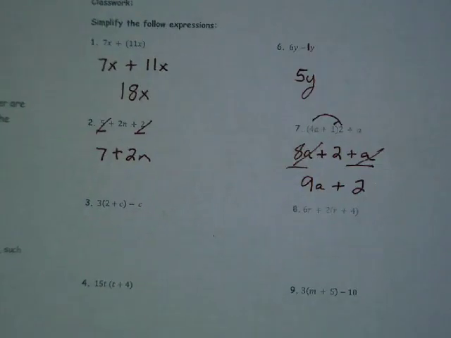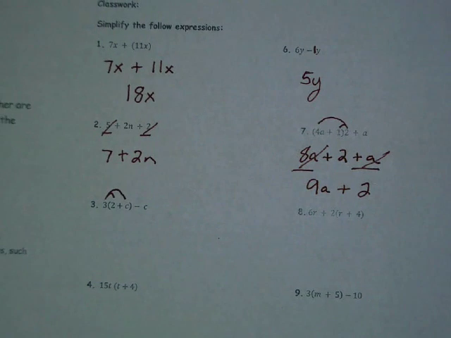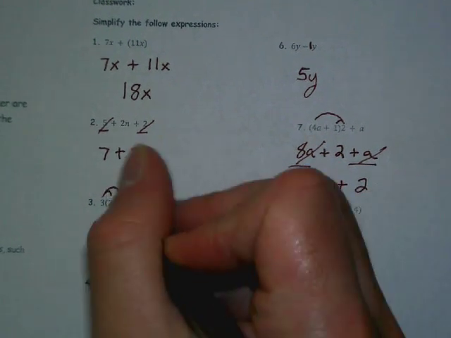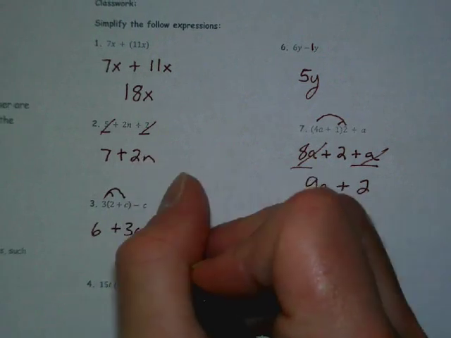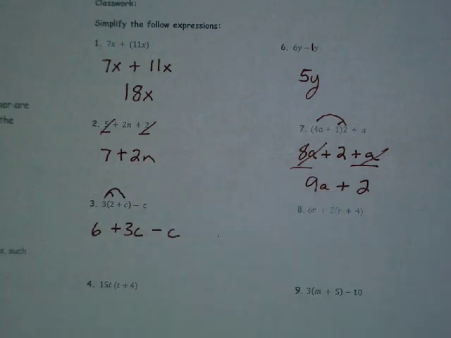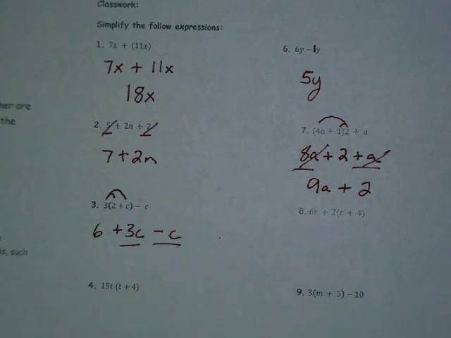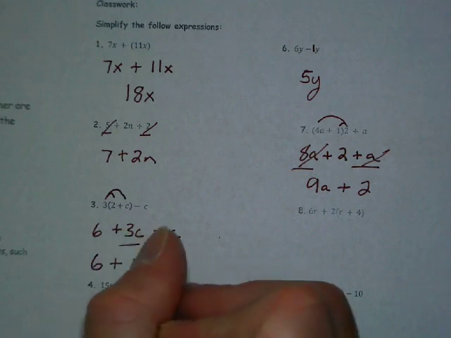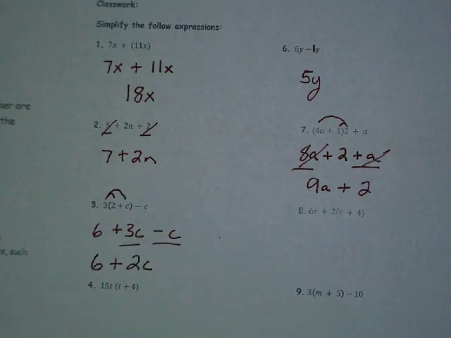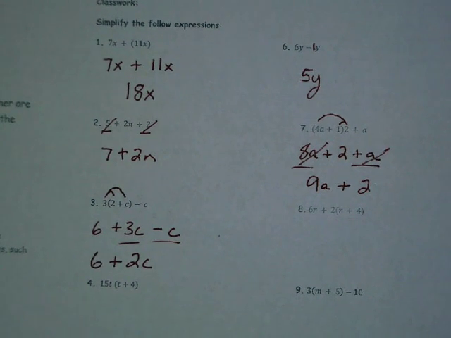Let's do 2 more. Let's go down to 3. So distribute that 3 in. What's 3 times 2? 6. 3 times c. And then bring down the minus 1c. So your 2 like terms there, 3c, negative 1c. So 3c minus 1c gives you what? 2c, right? And I just brought down the 6. So 3c minus 1c gave us 2c.